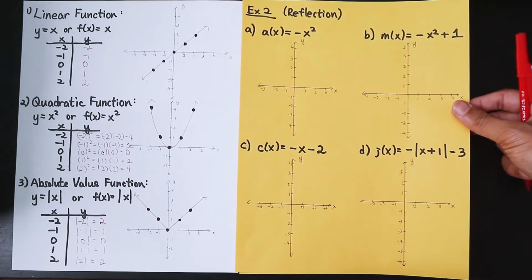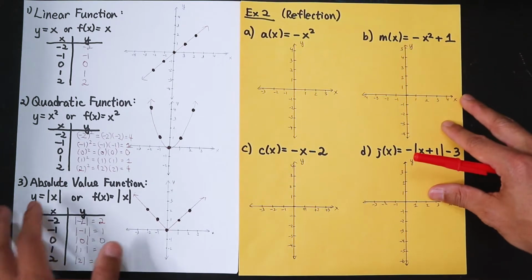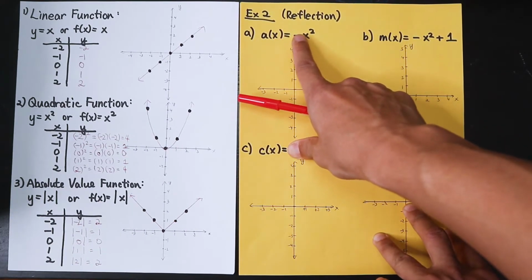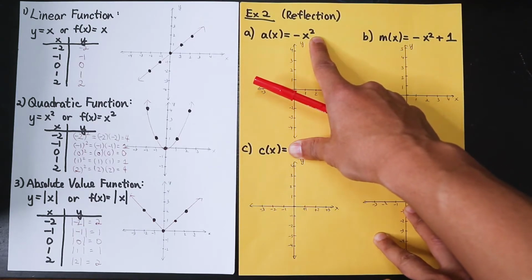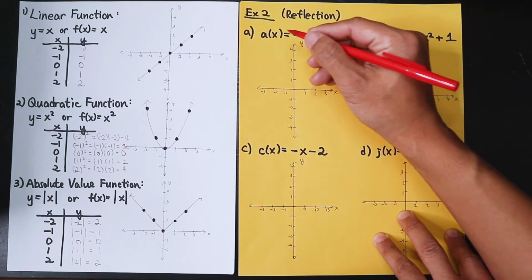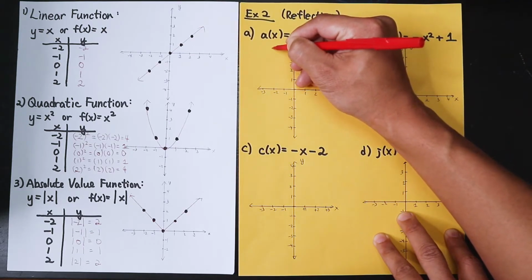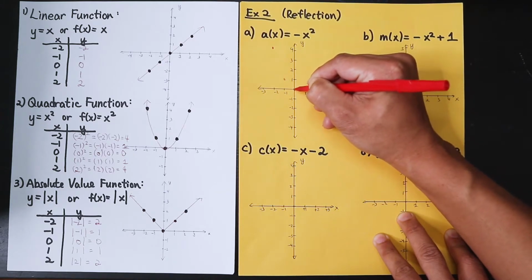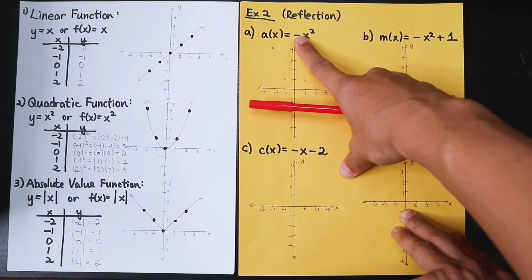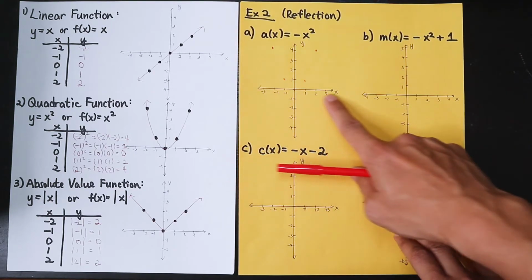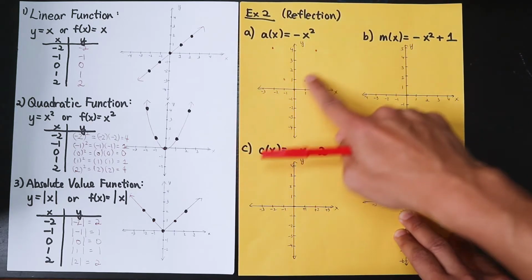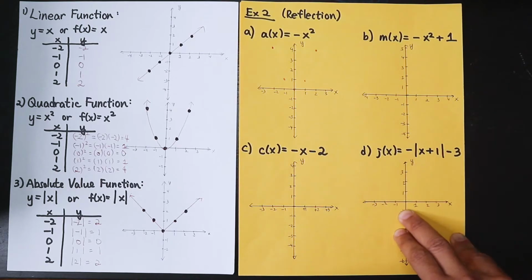So let's take a look at example 2, which is titled reflection. Well, in part A, it says if you have a of x equals negative x squared. First, you identify the mother function, which is the middle one. And your first step is going to be the same. You're going to plot the 5 anchor points, which is here, here, here, here, and here, right? And then from there, since it's negative in front of the mother function, you're going to use the x-axis as a symmetry line and then reflect everything upside down. So your happy face will become a sad face later.